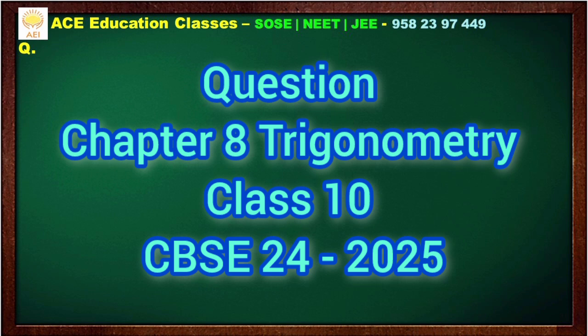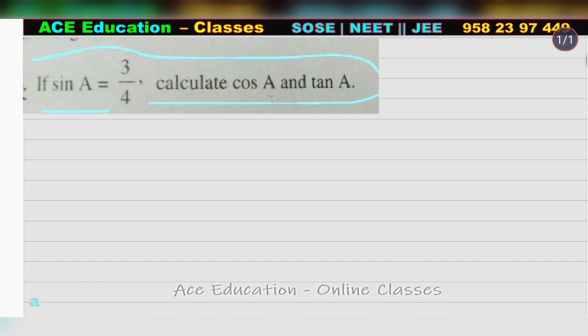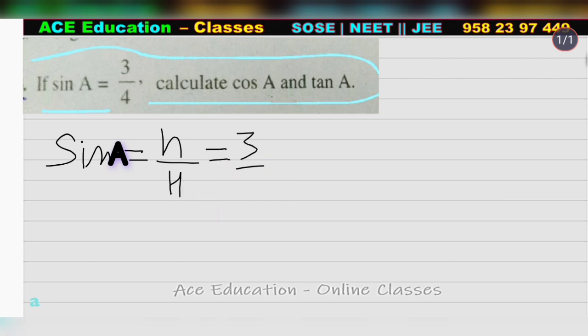The question is: if sin A equals 3/4, we have to calculate cos A and tan A. So first we will write sin A equals height by hypotenuse, that is small h by capital H, which is equal to 3/4. It is a given part.